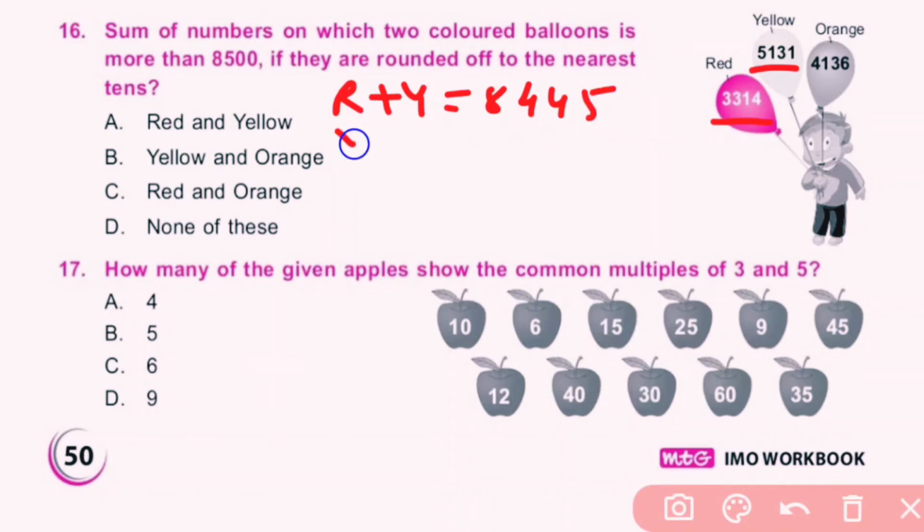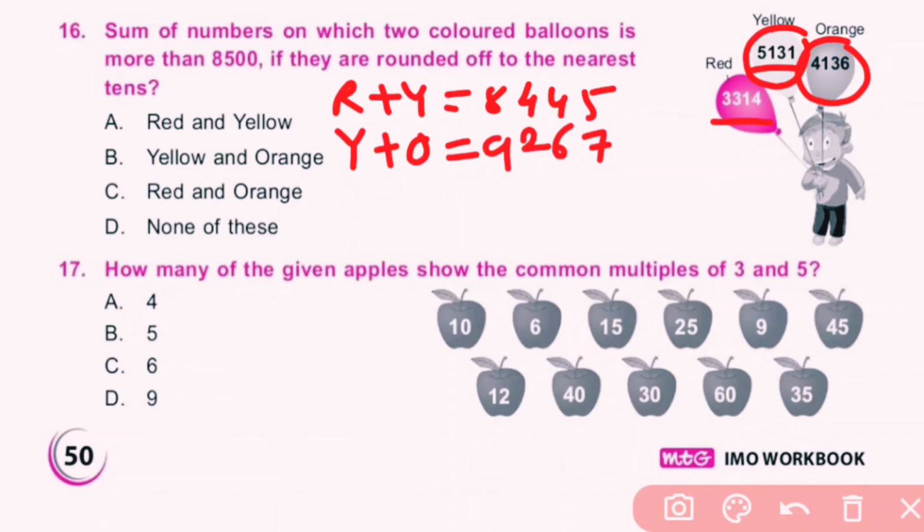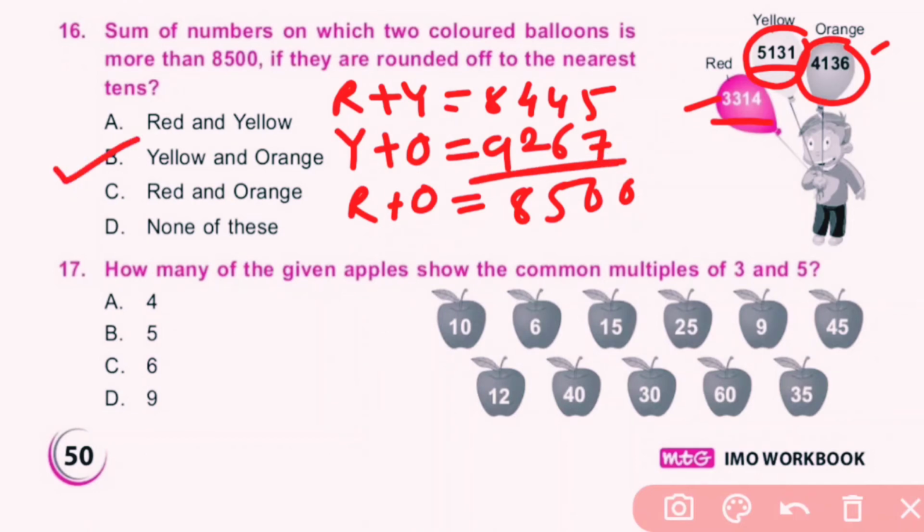Then the sum of yellow and orange is equal to 9267, and the sum of red and orange is 8500. So which is more? Yellow and orange. So B is the correct answer.